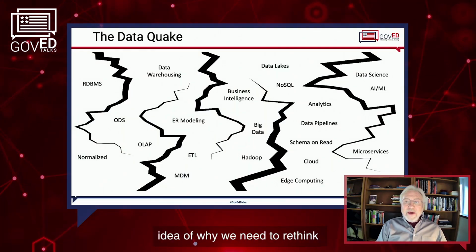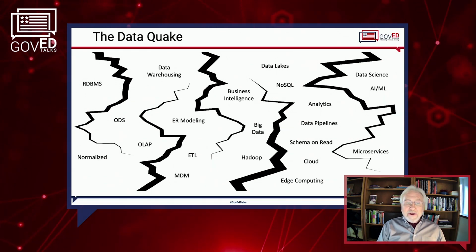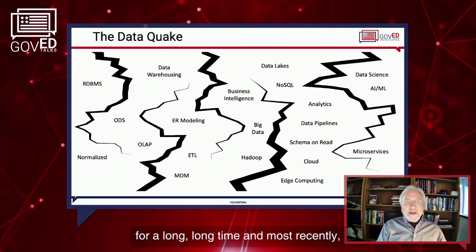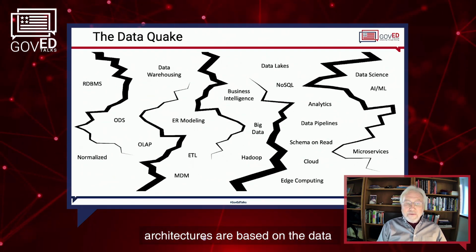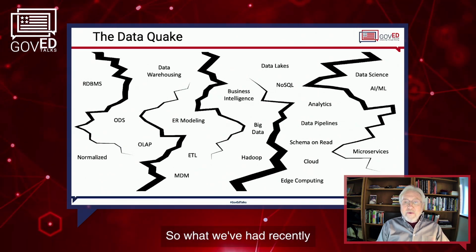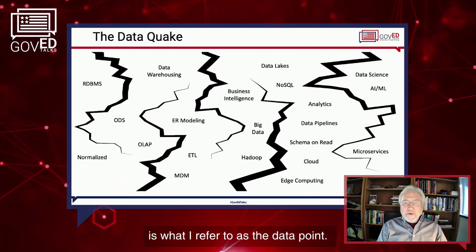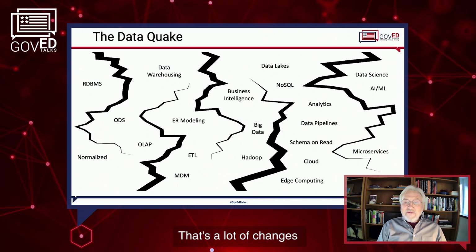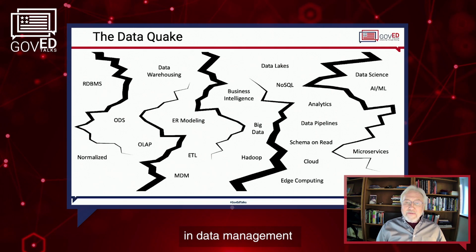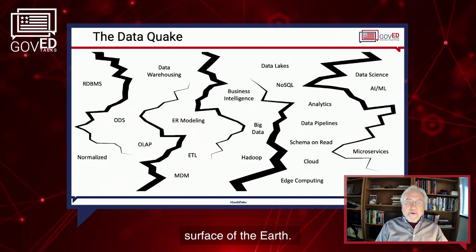I want to begin with the idea of why we need to rethink data architecture. Certainly, we've had data architecture for a long, long time. And most recently, I think most of our data management architectures are based on the data warehousing concepts of the 1990s. So what we've had recently in the last decade or decade and a half is what I refer to as the data quake. And it's a lot of changes in the world of data that shake up the foundations of what we know in data management in the same way that an earthquake shakes the foundations of what's built on the surface of the earth.